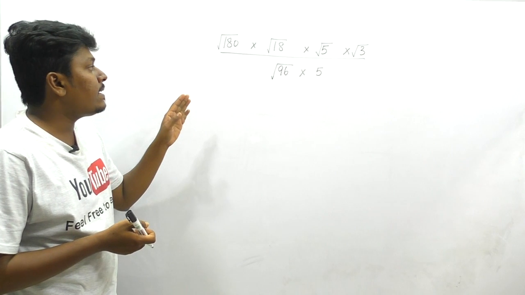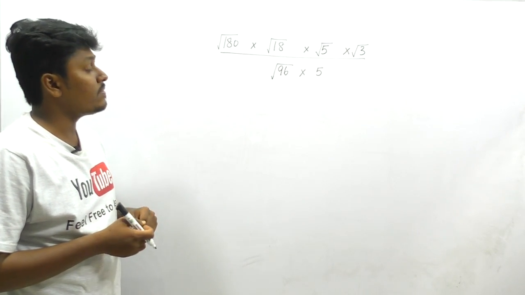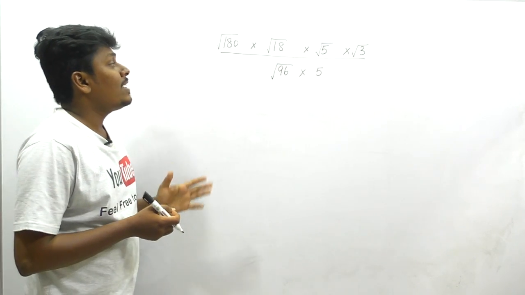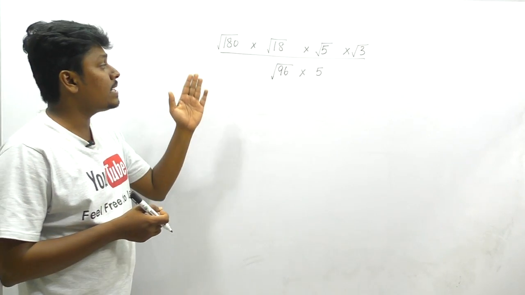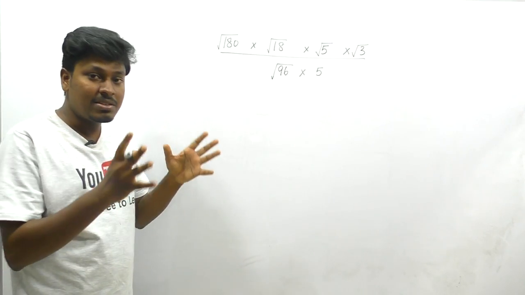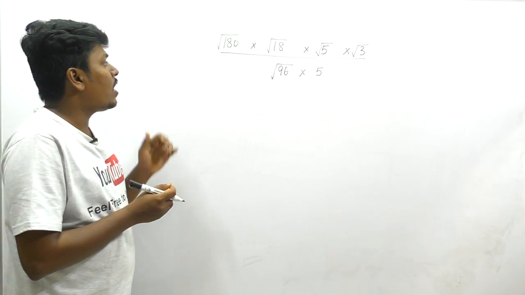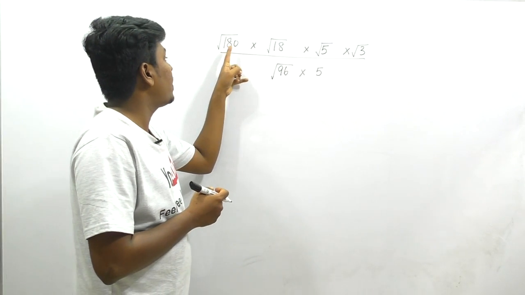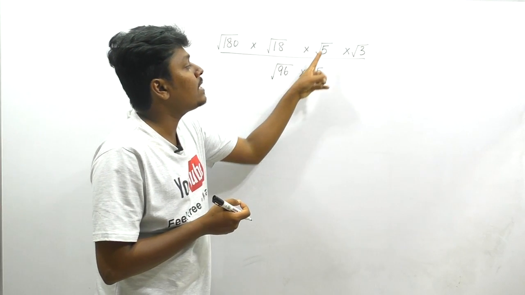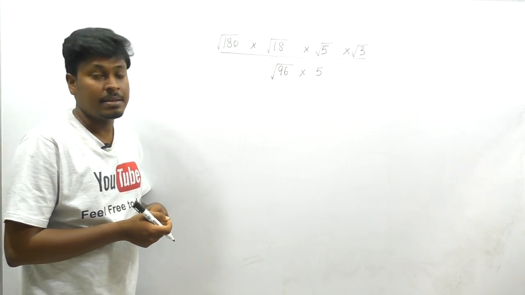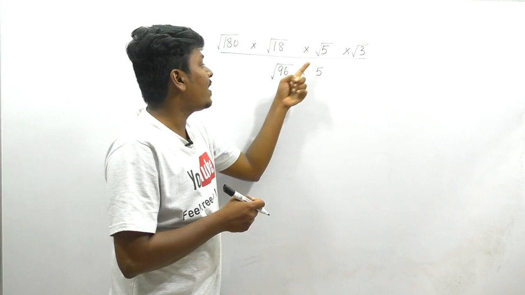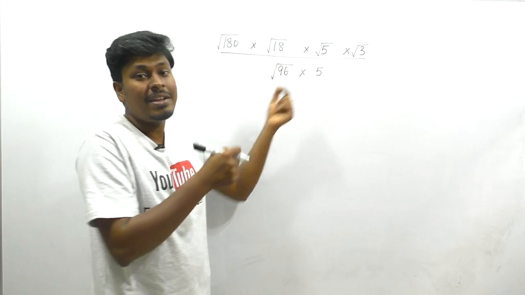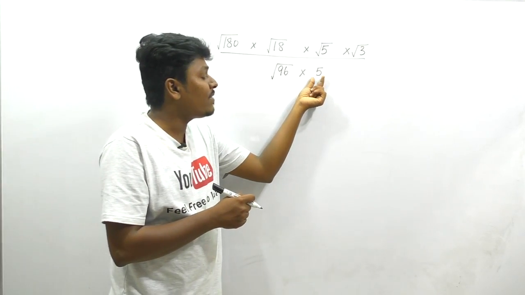So root of 180 into root of 18 into root of 5 into root of 3 divided by root of 96 into 5. Nowadays bank exams are mostly concentrating on these types of questions where every number is inside the root, right? So friends, how to solve this sum? Remember that students make a mistake: they multiply 180 into 18, then 18 into 5, then 5 into 3. Don't do like that in your exams. Listen here, all the numbers are inside the root, but only 5 is the number which is not inside the root. Let me convert this number 5 inside the root.